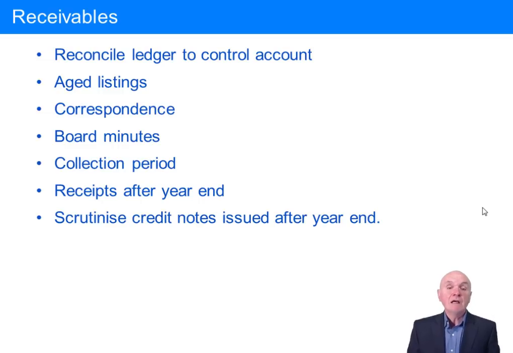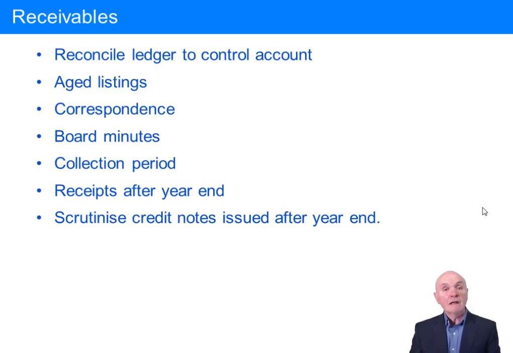And finally, scrutinise credit notes issued just after year end. What you can be worried about here: look at a company that wants to boost its sales. So on the 20th of December, it debits 100,000 to receivables, credits 100,000 to sales, never actually sends the invoice out to anybody. It might even be a false customer who's been set up.